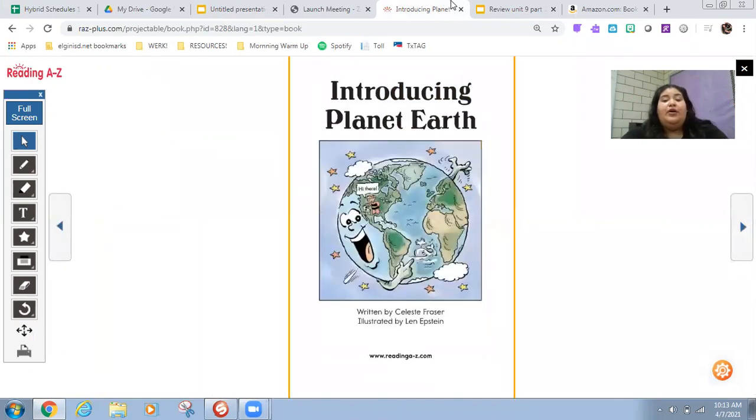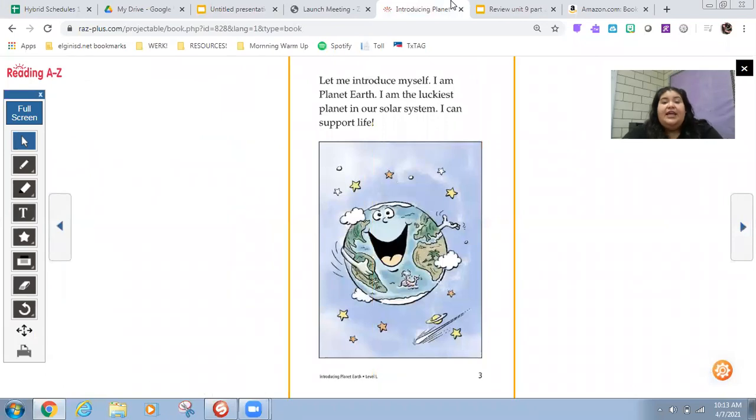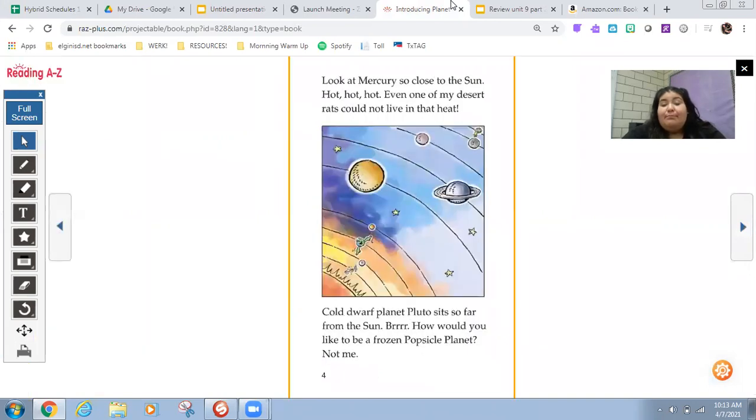Okay, so here we go. Introducing Planet Earth. Let me introduce myself. I am Planet Earth. I am the luckiest planet in our solar system. I can support life. Look at Mercury, so close to the sun. Hot, hot, hot. Even one of the desert rats could not live in that heat.